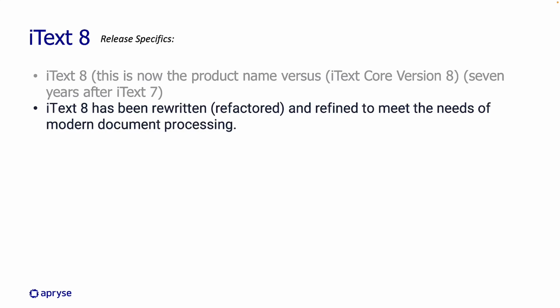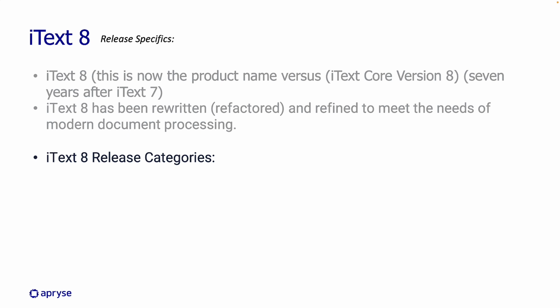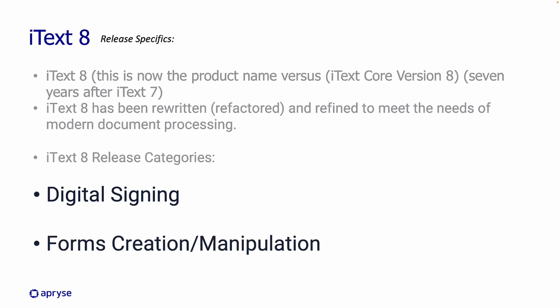iText 8 has been optimized or refactored. Again, remember shedding the technical debt that we referred to earlier. So this release is refined to meet the needs of modern document processing. And there's two basic main release categories for iText 8. Digital signing, as well as forms creation and manipulation. You see a common theme here.